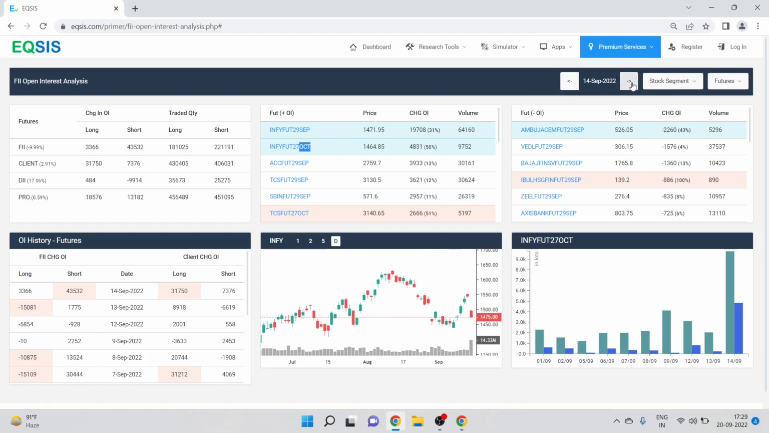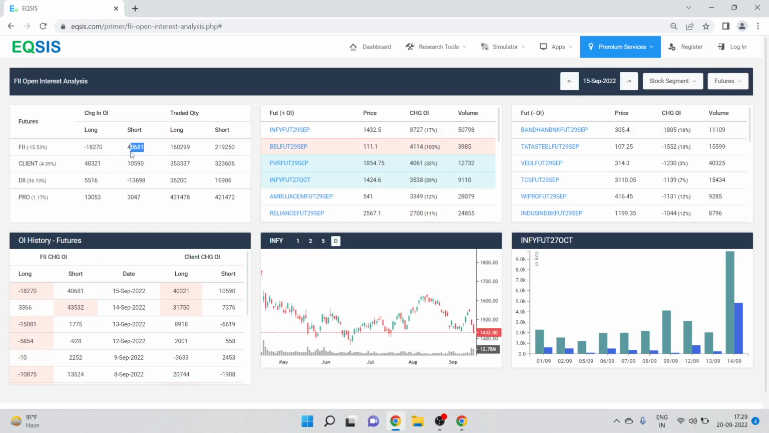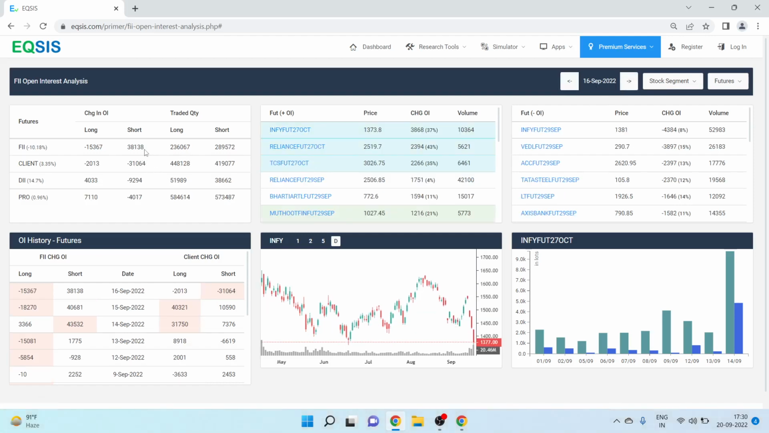If you look at 15th September, another round of shorts being added by FIIs. Even on that particular day, we noticed that the Infosys September and Infosys October contracts are coming on top. I understand there are a couple of other things there, so needless to bother at this moment. But it's very clear that Infosys future contracts are being heavily shorted. And on 16th September, another 38,000 contracts being shorted. FIIs are the only ones heavily shorting it.